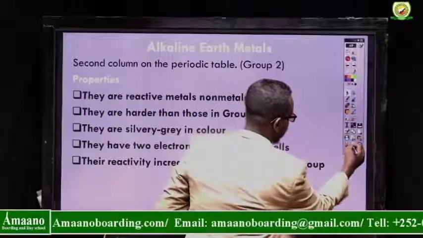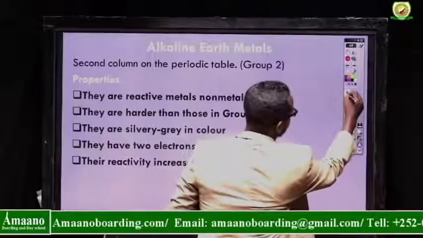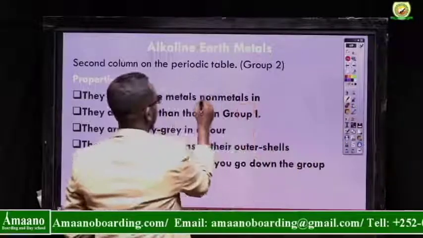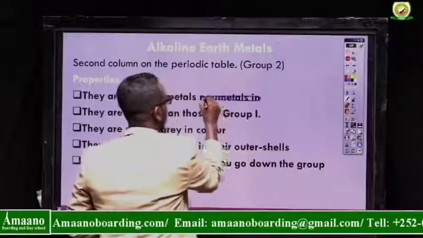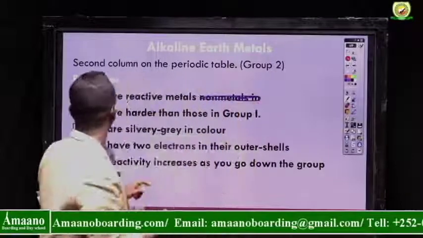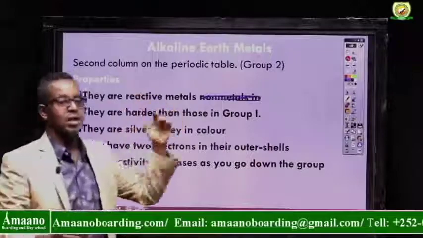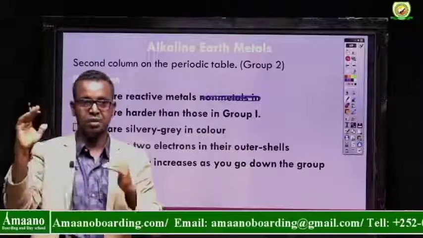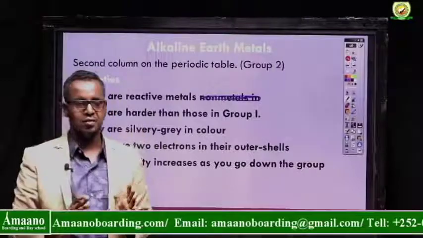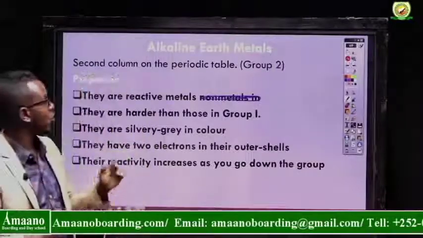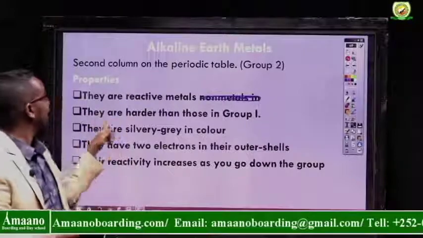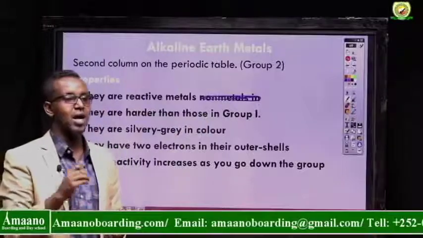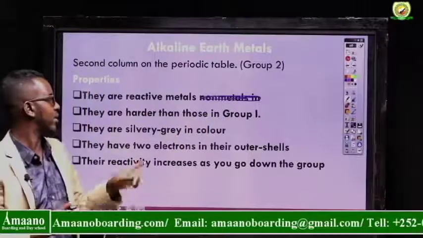Consider here. This is a typing error. So they are reactive metals, but they are lower than group 1. Generally, they are very reactive metals, but lower than group 1. They are harder than those in group 1, which means they have a higher melting point and boiling point compared to group 1.